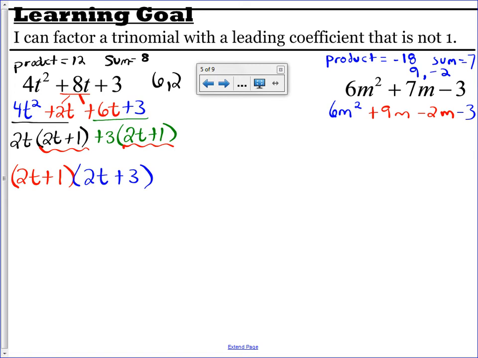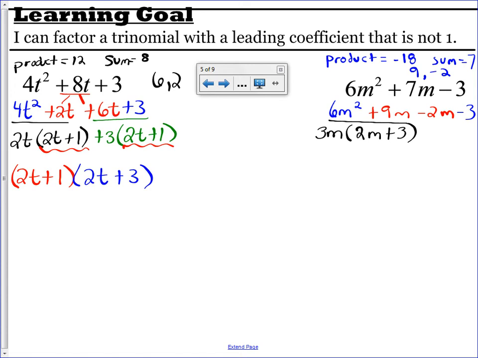Okay, I have 4 terms now. Now I do factor by grouping. So I look at these first two. What can I common factor out of the first 2 terms? Rob? I can common factor 3m. So what am I left with, Rob? 2m plus 3.